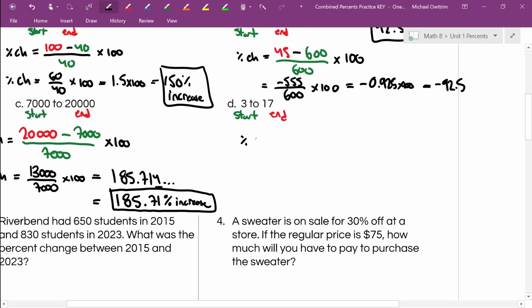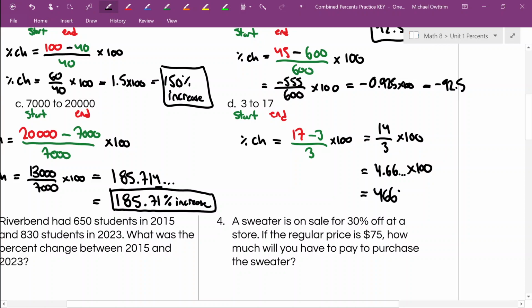Similarly, we'll plug our numbers into our formula for percent change: end minus start over start times 100. 17 take away 3 is 14. This is going to be, again, a repeating decimal, 4.666, and so on and so forth. And so this is a 466.67% increase after multiplying by 100.